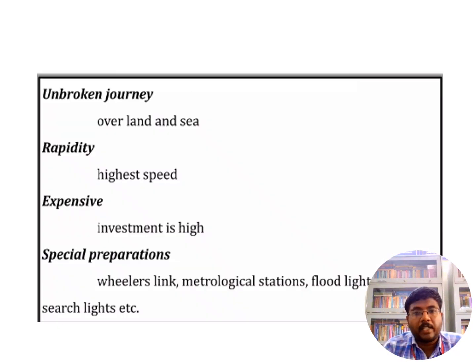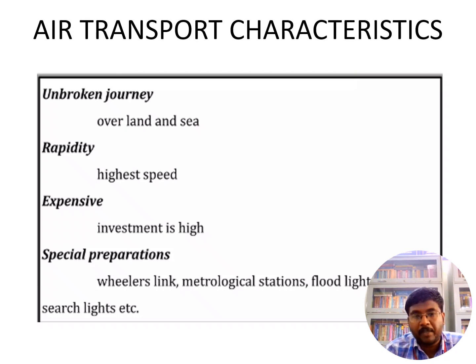Next we see the air transport characteristics. There are four important air transport characteristics. They are unburdened journey, relatively expensive and vessel preparation. Compared to other modes of transport, air transport offers an unburdened journey over land and sea areas. Compared to other modes of transport, we reach one place from another within a short duration of time. Compared to other modes of transport, air transport has a slightly high investment.